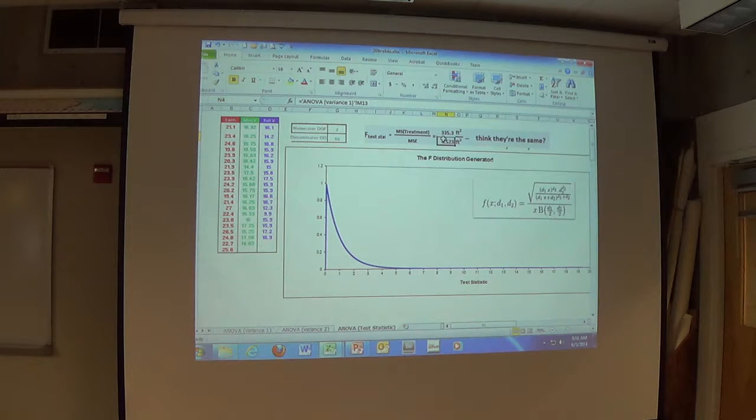That's what ANOVA does. It compares this very quickly to see if they look like they're roughly the same. If they're roughly the same, those two numbers should be about the same, which means if you divide them, it should be pretty close to what? 1. The further away from 1 you get, the more likely they're different. Just like in a chi-square, the further away from 0 you get, the more vastly different.